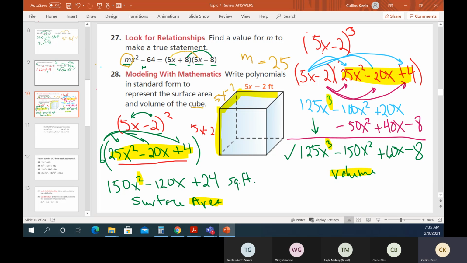Questions on that? Yeah, this chapter, it's not so much that it's difficult stuff, but it is a lot of multiplying and just number crunching and stuff like that, which isn't necessarily hard, but it does tend to take a while. Okay. All right, let's move on.